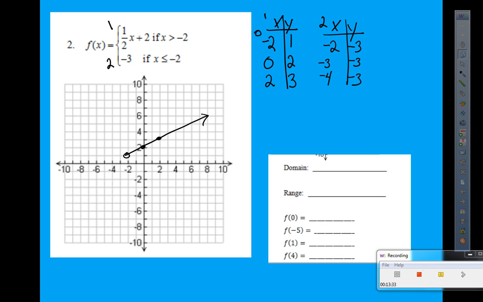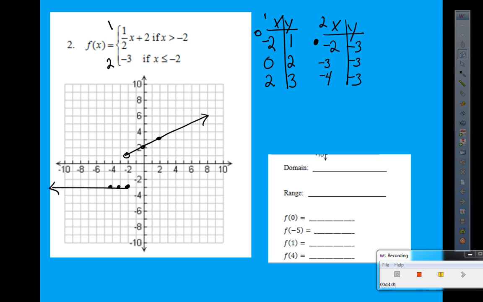So when I go to graph that, I'm going to go negative 2, negative 3, and then I got to decide if it's an open dot or a closed dot. When I look less than or equal to, looks like it's going to be a closed dot. So I'm going to have negative 2, negative 3, negative 3, negative 3, and negative 4, negative 3. So there's what that line looks like.